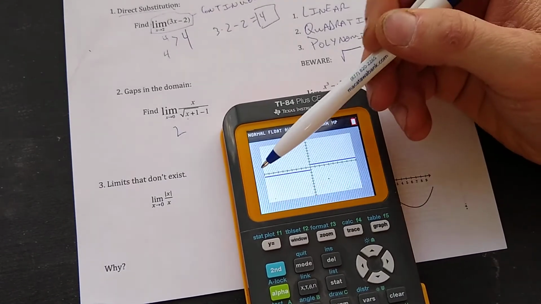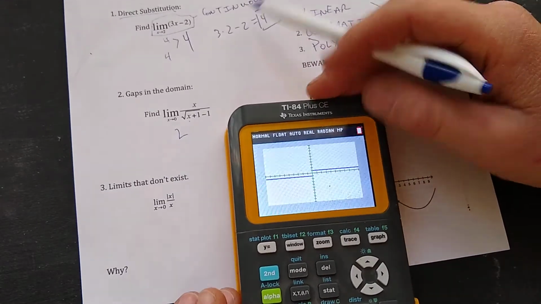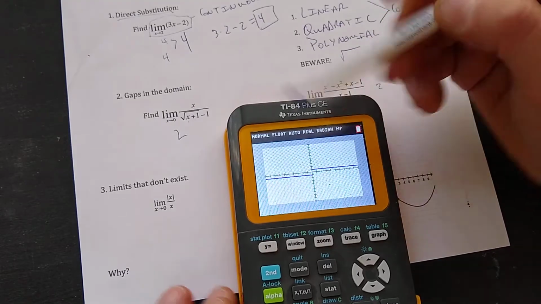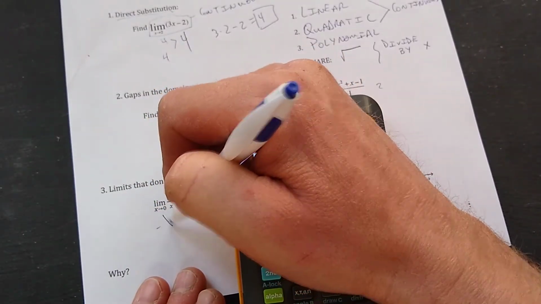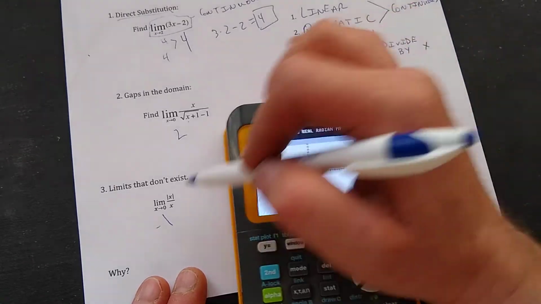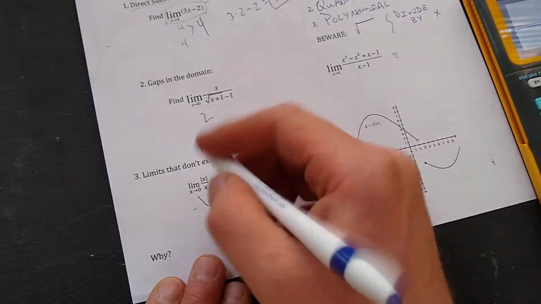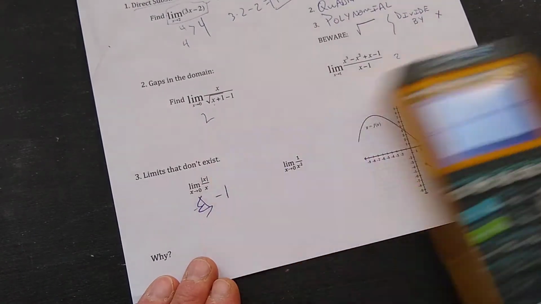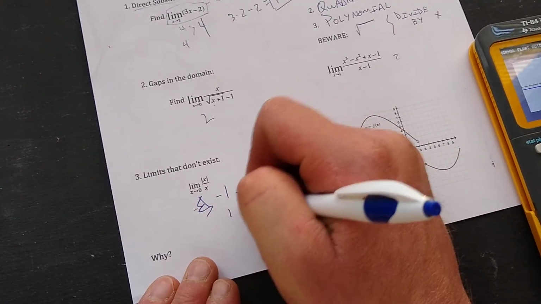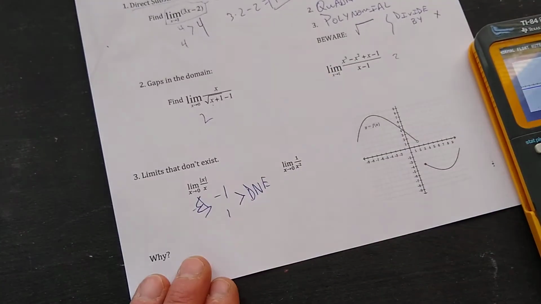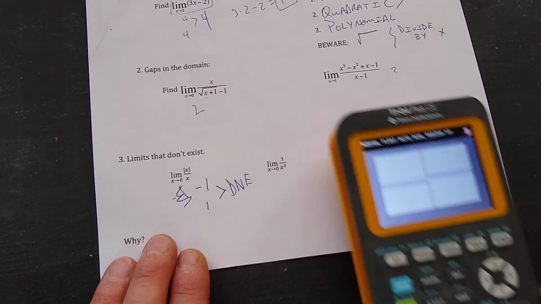And why? Let's take a limit from the left side. If I approach a limit from the left side, my y value is getting closer and closer to -1. Sorry, I'm writing so messy. -1. If I look at it from the right side, it's approaching 1. Since these numbers are not the same, these are different numbers, we have a DNE. This limit does not exist.